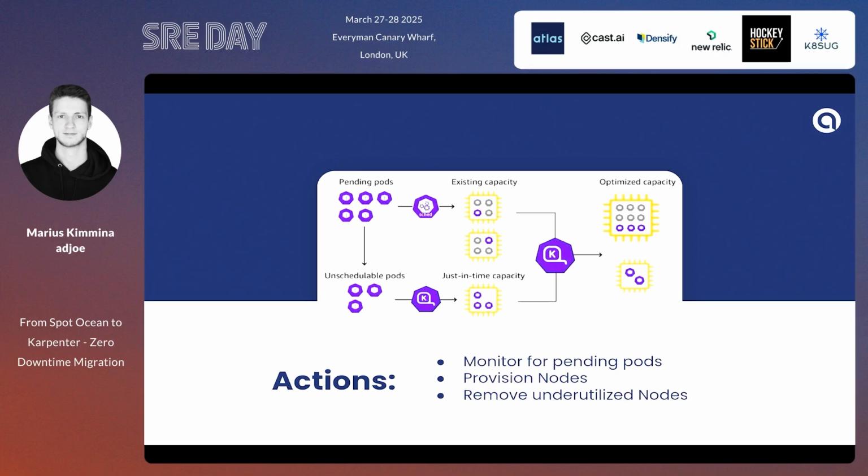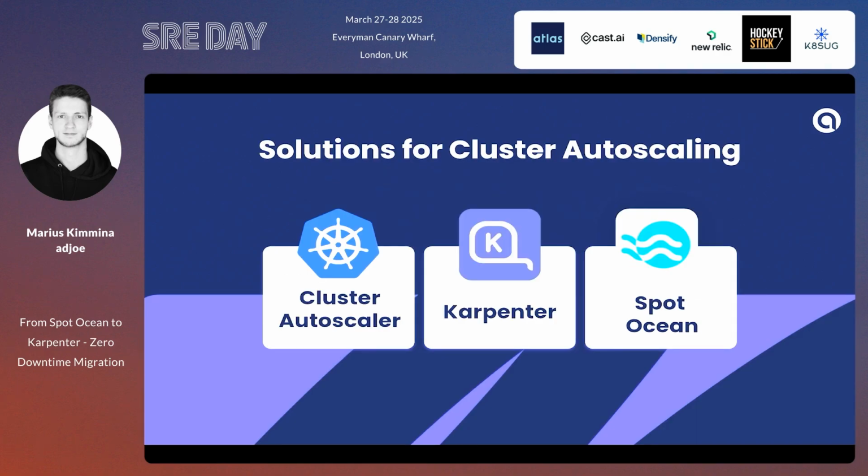For the next slide, apologies if any of the Cast AI guys are in the crowd. When I did my research, these are the popular solutions for cluster autoscaling that I was aware of. There's Cluster Autoscaler, which is part of the Kubernetes project itself. There's Karpenter, which has been more recently developed by AWS. And there's Spot Ocean as a proprietary solution by NetApp.